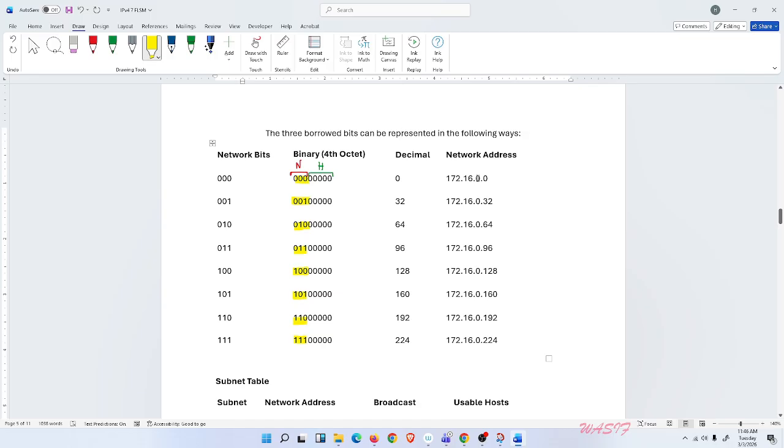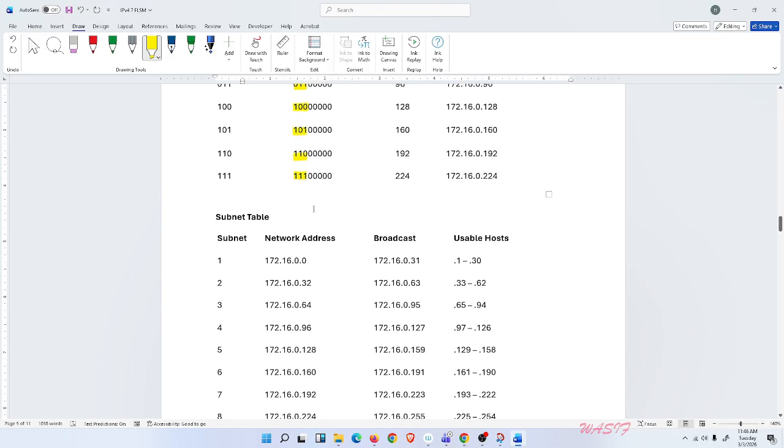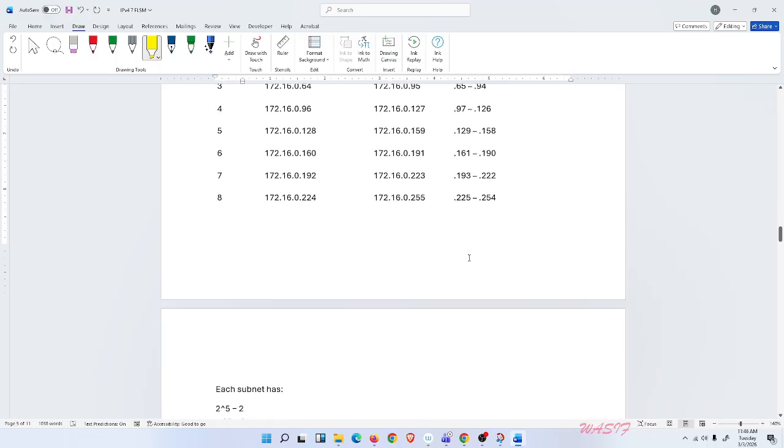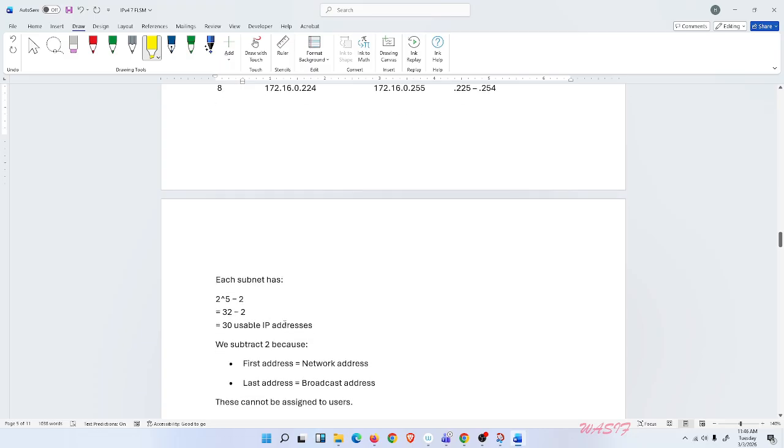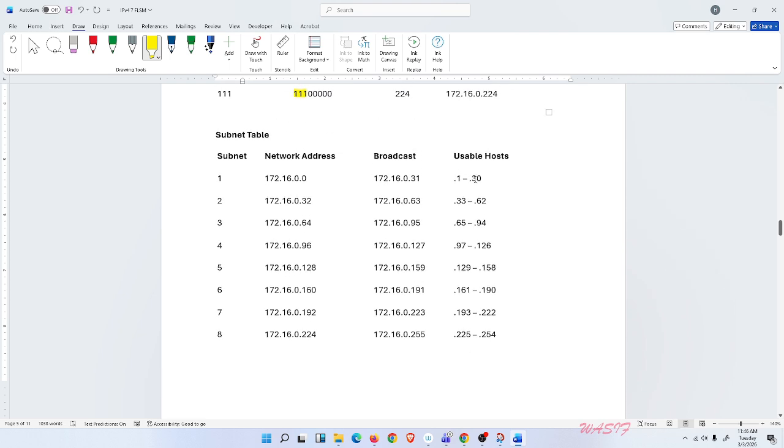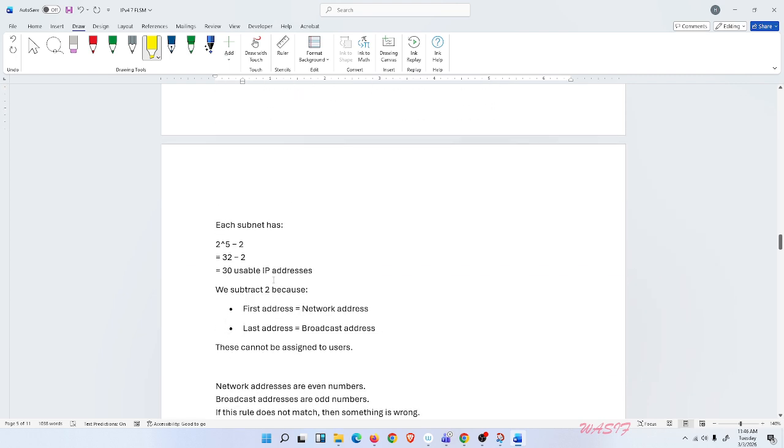According to the formula of the network address and broadcast address, you will find these are the network addresses. Now look at here. This is the network address and this is the broadcast address, and these are usable. According to the formula, usable hosts are 2 to the power 5, because you have 5 host bits, minus 2. So you have 30 usable IP addresses. If you look at here, from 1 to 30 usable, 33 to 62 usable. So you have 30 usable.